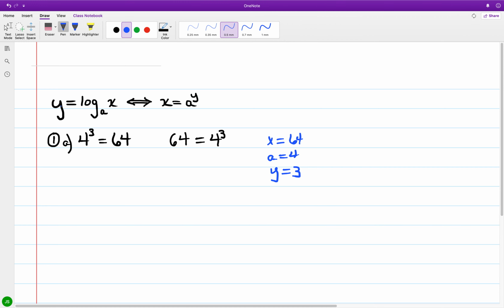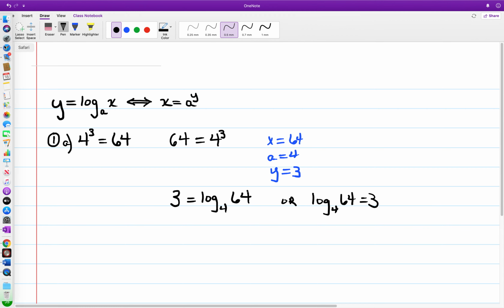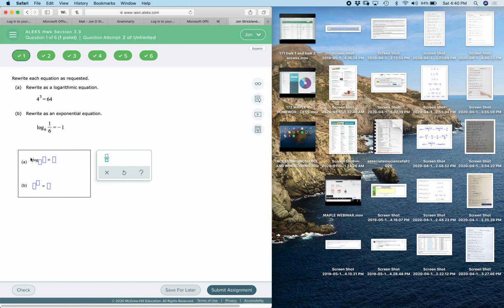Rewriting this in terms of y is equal to the base a logarithm of x, in this case we have that 3 is equal to the base 4 logarithm of 64. You can also write this as the base 4 logarithm of 64 is equal to 3. So you have that logarithm on the left hand side: the base 4 logarithm of 64 is equal to 3.